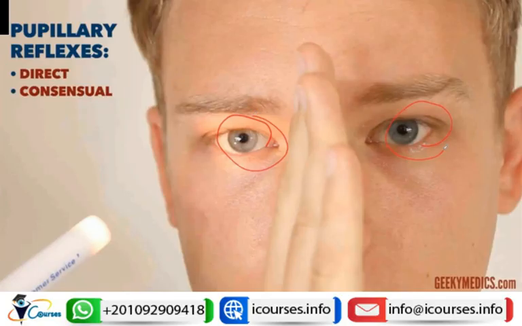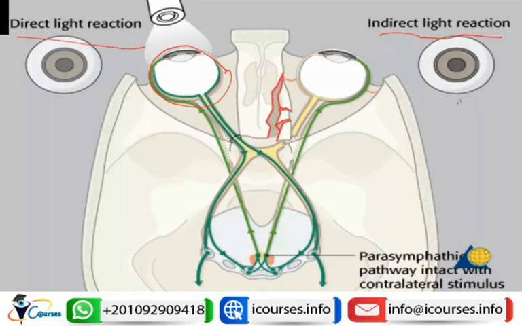So why does this happen? This is because when the light passes through its pathway, it finally reaches the pretectal nucleus, and then the pretectal nucleus will supply the Edinger-Westphal nucleus on both sides. The Edinger-Westphal nucleus is the center for the third nerve and the center for parasympathetic supply to the constrictor pupillae muscle. Since they are supplied on both sides, once the right or the left eye is stimulated, this will lead to constriction of both eyes.